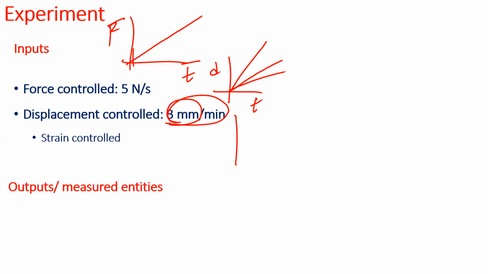What do you measure? You measure both force and displacement. Even if you do a force controlled measurement, your load cell will measure the force. So you will know ideally this is what you want, but you may end up getting something like this with some error. Experiments will always have deviations.